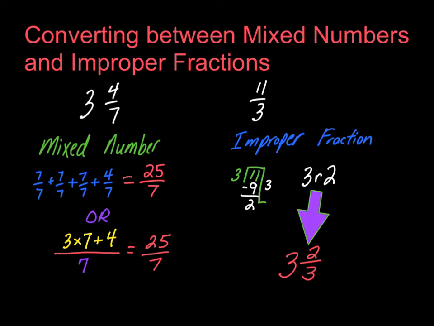Now notice how these numbers come into play. Our quotient is our whole number. My remainder becomes my numerator, and my bottom number from the original fraction, the 3, stays the same. My denominator stays the same. So there's a quick look at what a mixed number is and what an improper fraction is, and a couple ideas or a couple ways that we can get there.